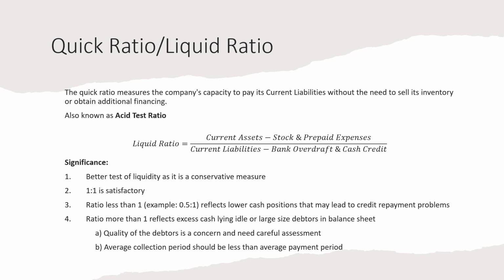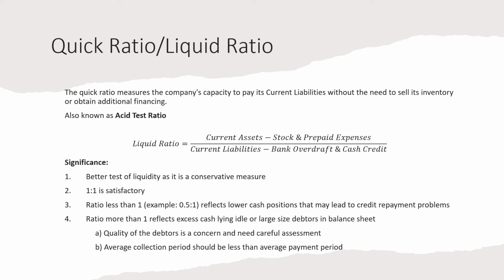Another type of current ratio that is of importance is the quick ratio or liquid ratio. The quick ratio measures the firm's capacity to pay its current liabilities without the need to sell its inventory or obtain additional financing. It is a more refined and conservative measure than the current ratio because it does not take into account inventory, which is the least liquid asset. By formula, liquid ratio is equal to current assets minus stock and prepaid expenses, divided by current liabilities minus bank overdraft and cash credit.